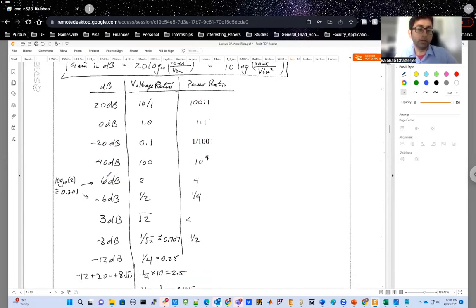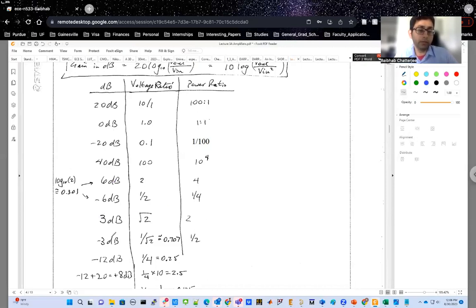Something interesting to note is the 6 dB, which is a voltage ratio of 2. So if your voltage is multiplied by 2, then you say that there is a 6 dB voltage gain. In terms of power, if there is a power gain of 4, you say that there is a 6 dB power gain.